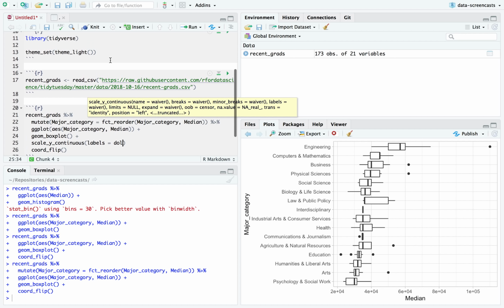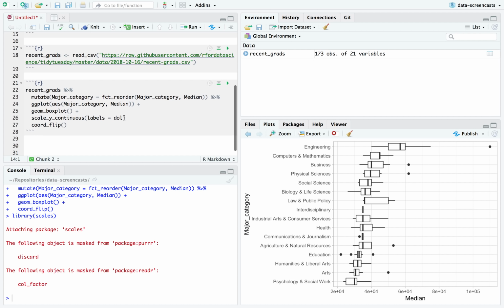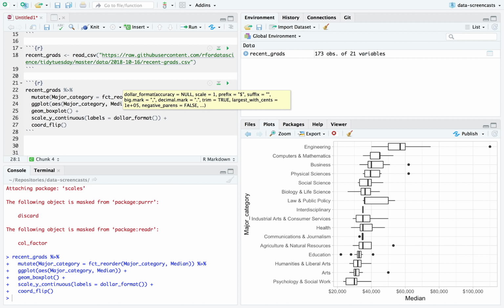You always have a choice when you're making graphs. Do you early on optimize just for exploring, make some really quick plots, and later on you make them presentable? Usually I'm focused on making quick plots, but some things I really care about, and I like this to be dollars. So psychology and social work, $30,000 median, and engineering, closer to $60,000 median. So we definitely see a difference.